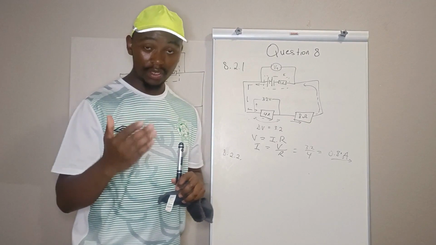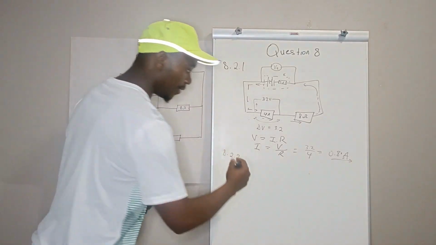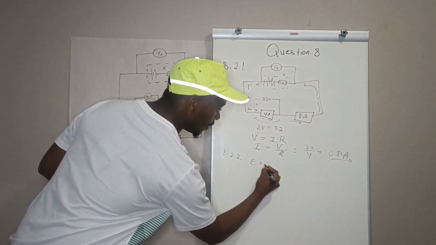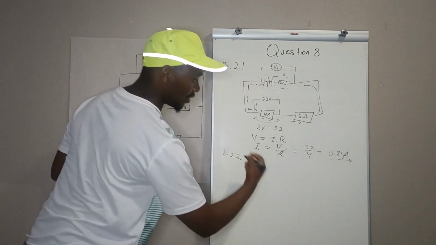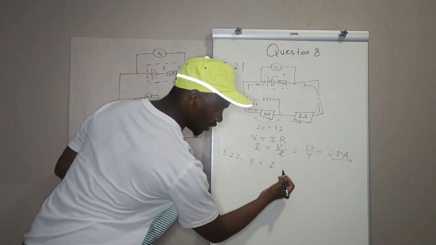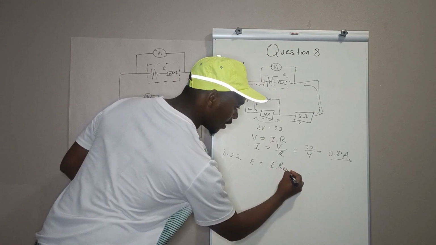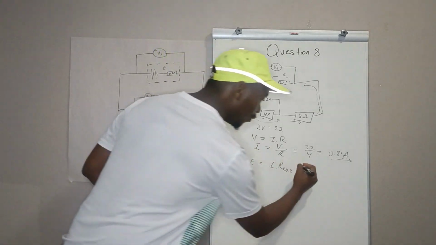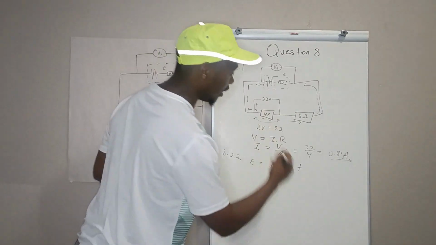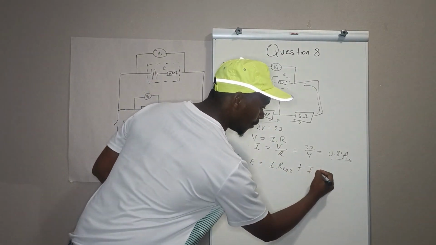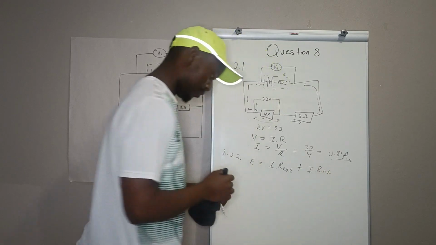In a simple equation, we say that the EMF is going to be the sum of the voltage that is dropped on the external resistors, that is going to be the current through the external resistor times the external resistor. And then we add the voltage that is being charged or taken by the internal resistor. That is going to be I multiplied by R internal.